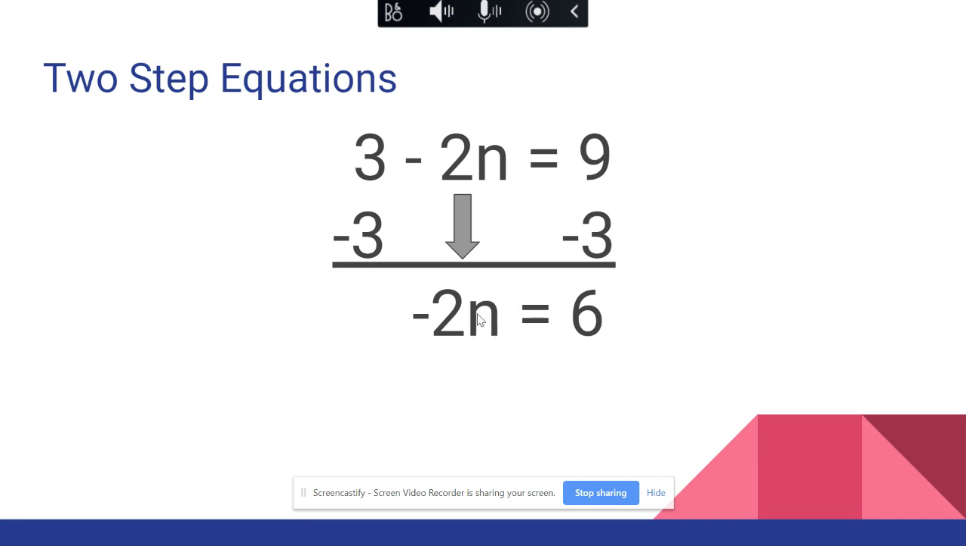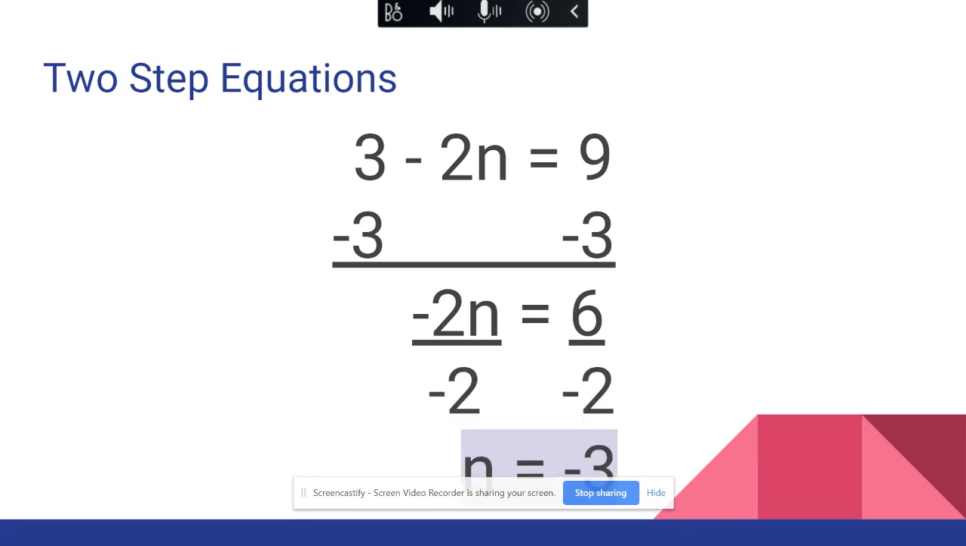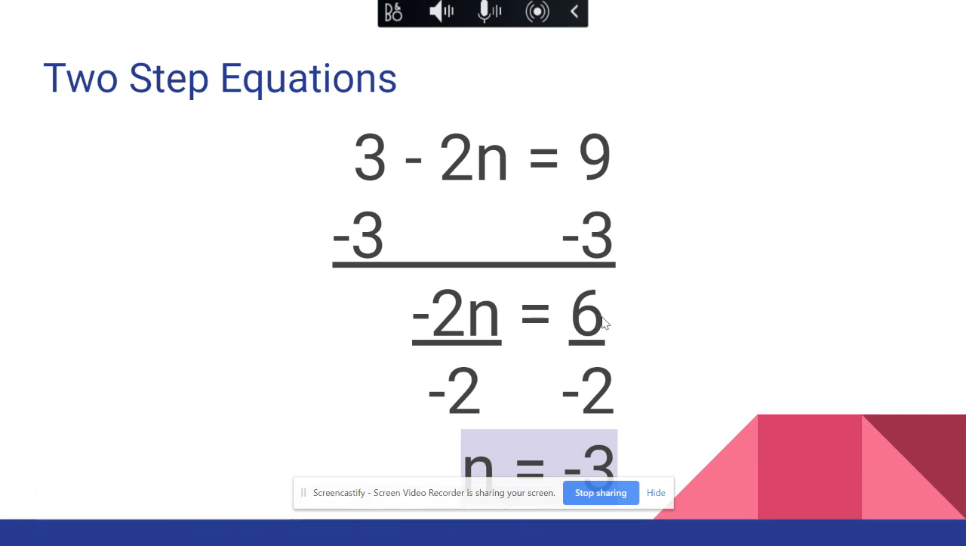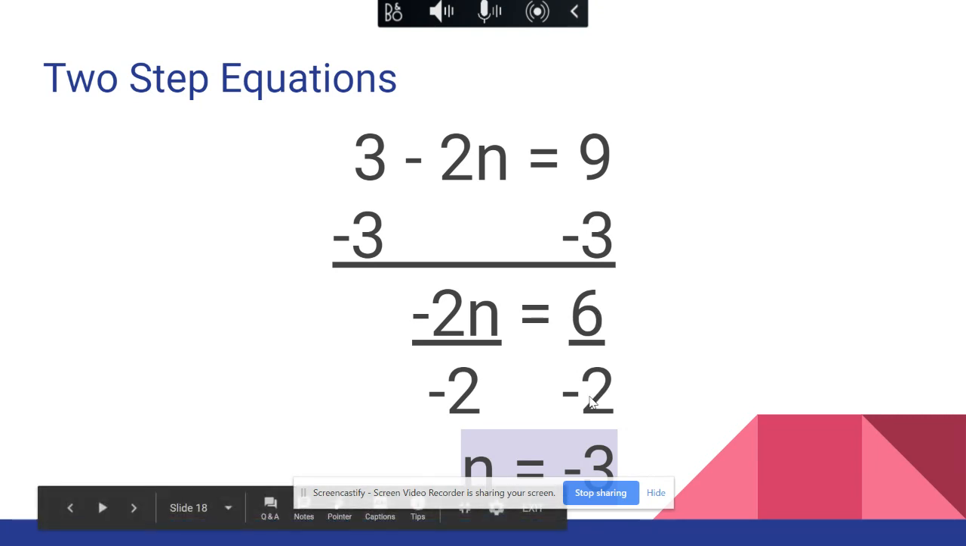Now I still have the variable n, and it's multiplied by negative 2. Opposite of multiply is divide. So I'm going to divide both sides by negative 2. Negative 2 divided by negative 2 is 1. 1n is the same as n. And then on the other side, I have 6 divided by -2, and that gives me -3. So my answer is n equals -3.